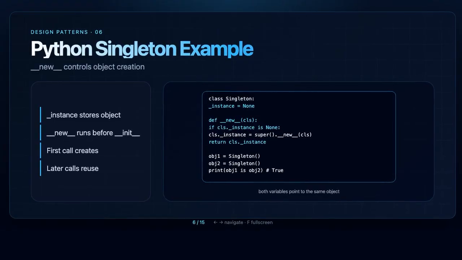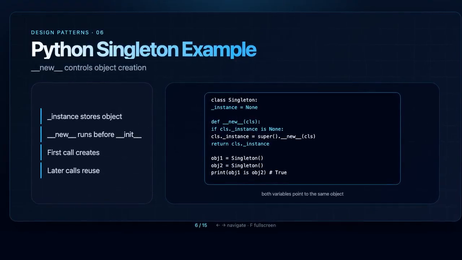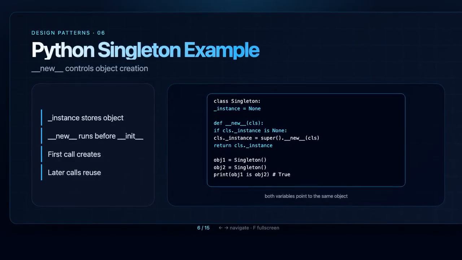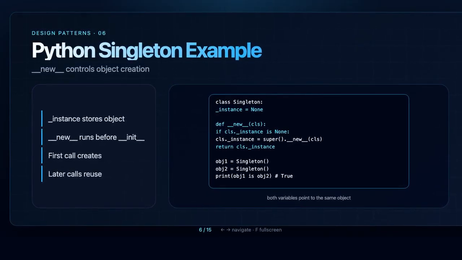In Python, one way to implement Singleton is by overriding __new__. The class keeps a class-level variable called instance. When Singleton is called the first time, instance is None, so a new object is created. On later calls, the existing object is returned. That is why obj1 is obj2 evaluates to true. The Python version is concise, but remember that production Python may use decorators, metaclasses, dependency injection, or module-level singletons. The important concept is the same. Repeated access returns one shared object.